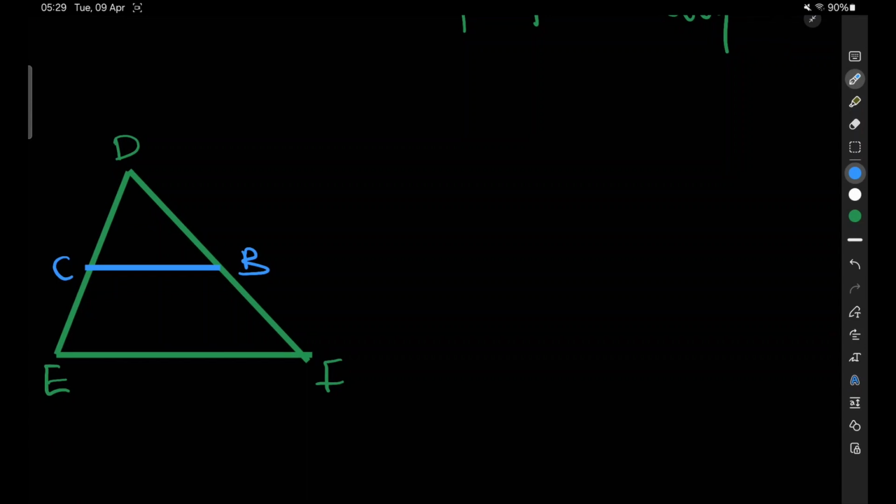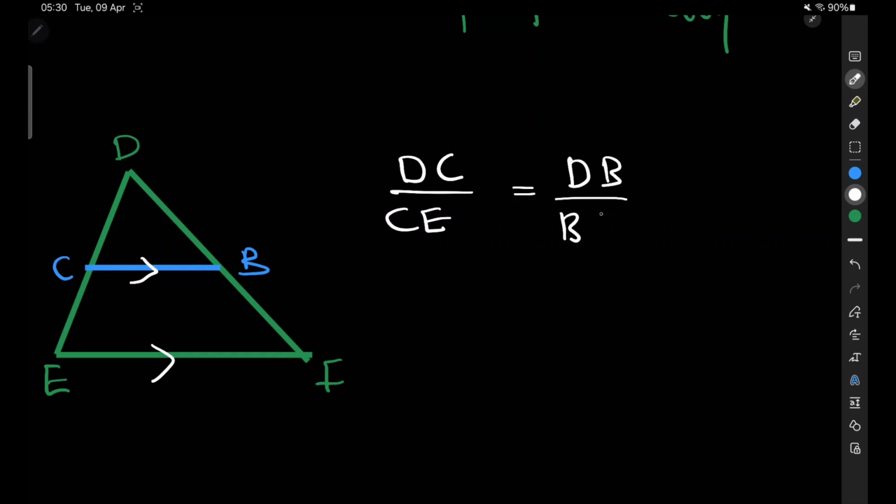Okay, so let's say we're given a triangle here, DEF. Then we draw a line, which is line CB, and we also declare that this line CB is parallel to line EF. What that means is that the ratio DC to CE will be equal to the ratio of DB to BF.